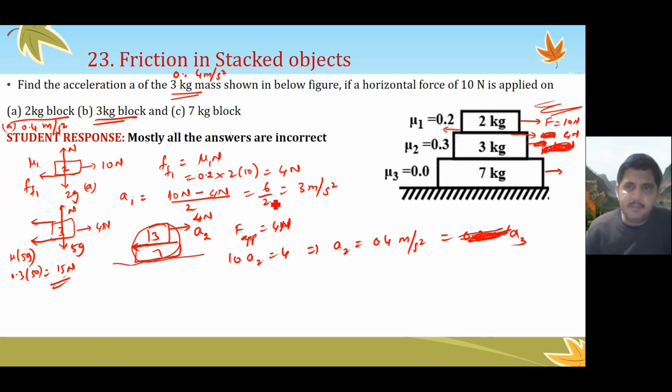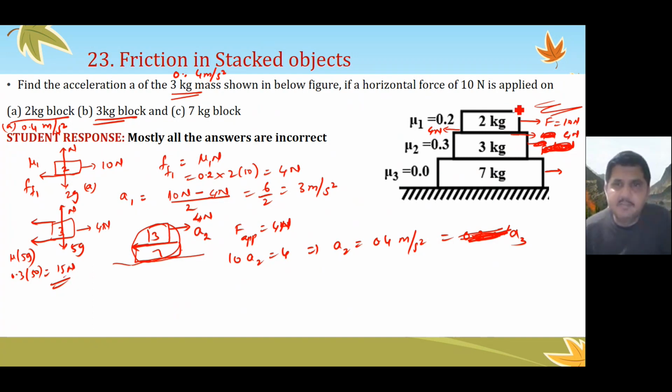Why did you use this? Because we assumed that the object is moving in the forward direction. The 2 kg object is moving in the forward direction. Why does it move? Because you applied a force of 10 Newton. So now you see mu1 times N, which should be equal to 0.2 into 2 into 10, which is equal to 4 Newton. Which means the opposite force acting on the 2 kg object is 4 Newton, while the forward force is 10 Newton. So definitely the forward force is larger than the opposite force.